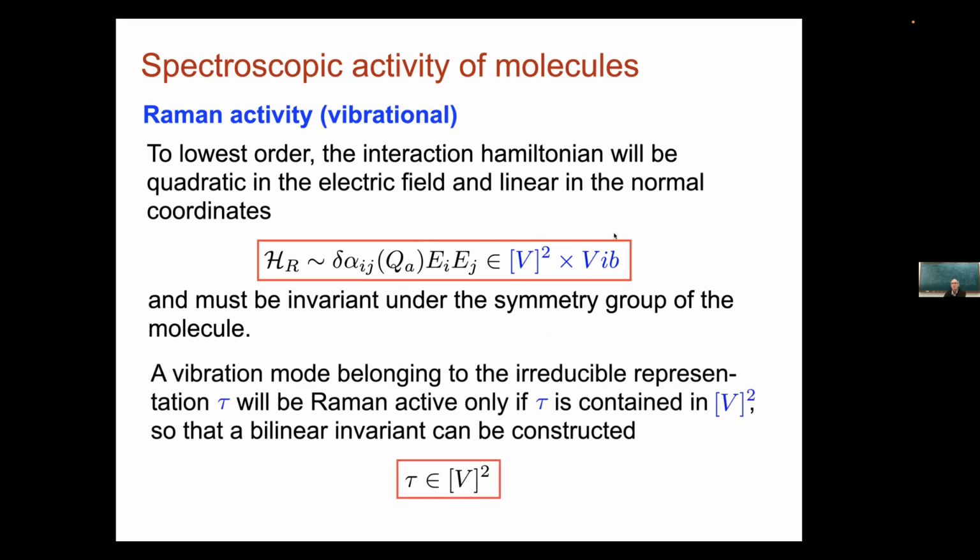So if I take a vibration mode that belongs to a representation tau, I'll be able to construct an invariant if this tau is also contained in V square. So this is the group theory rule. It's very similar to the infrared activity rule. In infrared activity, a mode was active if the corresponding irrep was in V, because the Hamiltonian was linear in the electric field. Now the Hamiltonian is quadratic in the electric field, so now tau must be contained in V square. So if you know V square, you know immediately which modes are active and which are not.